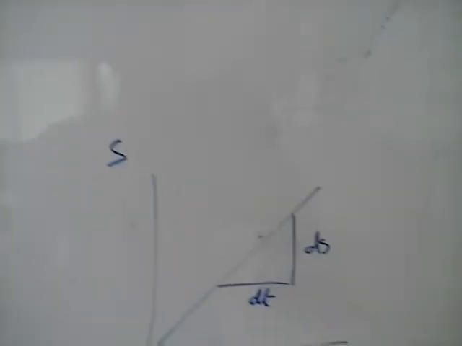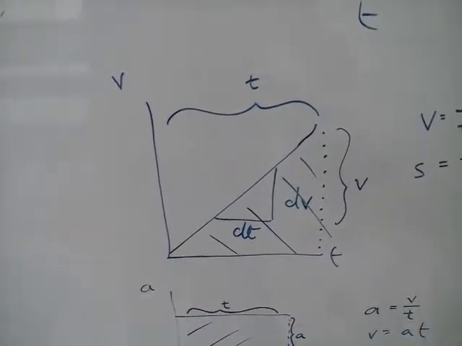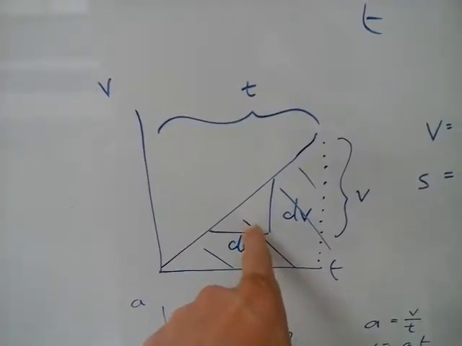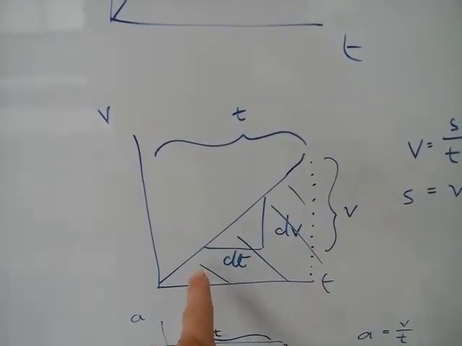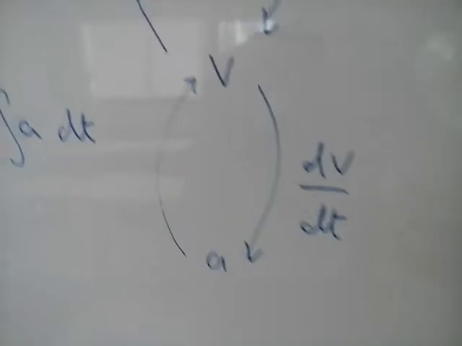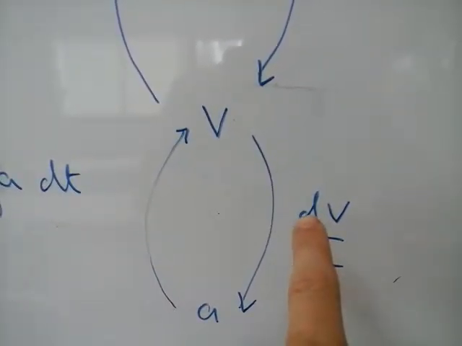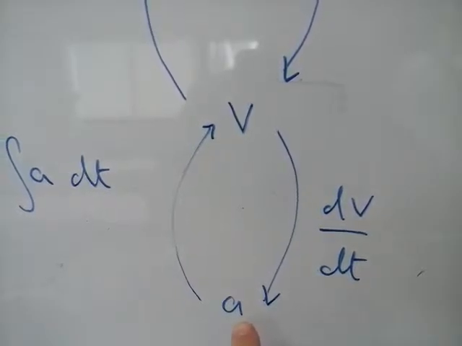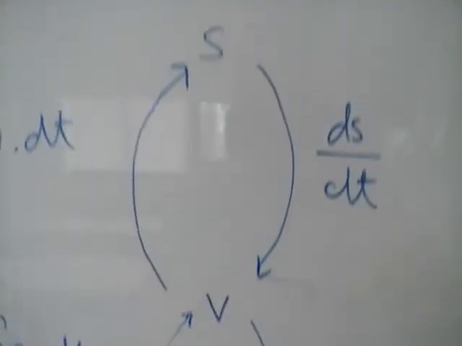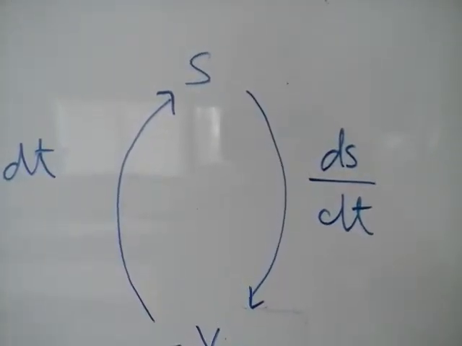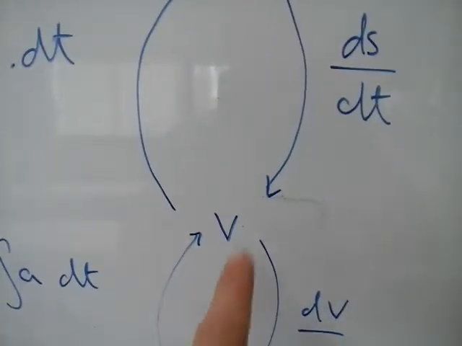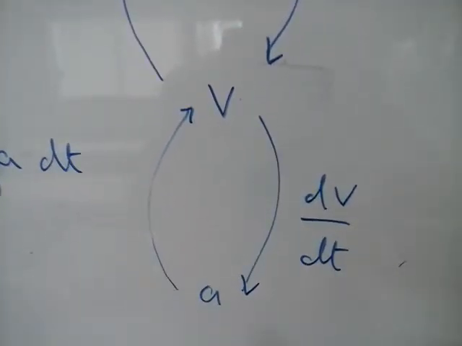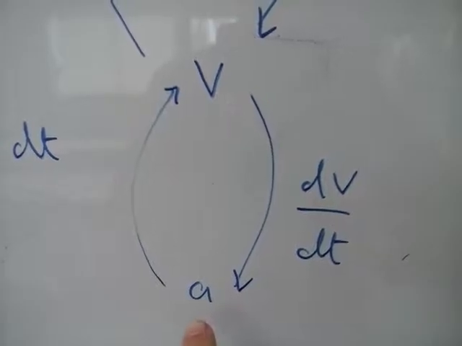Alright. Now, moving down to the velocity time graph, I can see the gradient here is dv over dt. Now, if I come back to this, we know if I differentiate velocity with respect to time, I end up with acceleration. So there's the two ways: we can differentiate displacement and end up with velocity, and we can differentiate velocity and end up with acceleration.